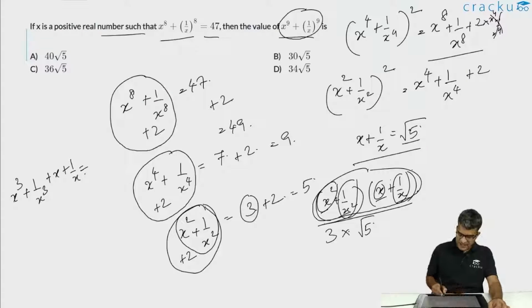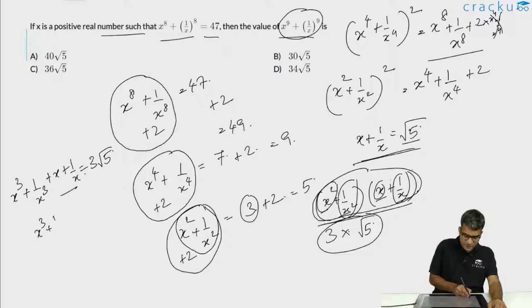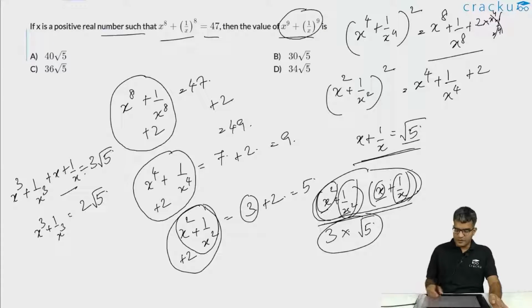This, like we have calculated already, is equal to 3 root 5. We know that x plus 1 by x is equal to root 5. So the value of x cube plus 1 by x cube will be equal to 2 root 5. Once you have x cube plus 1 by x cube, how can we calculate the value of x to the power 9 plus 1 by x to the power 9? We'll just cube this.